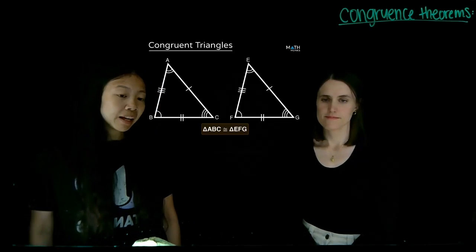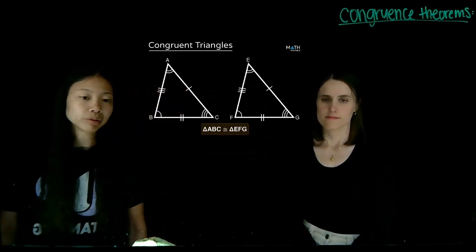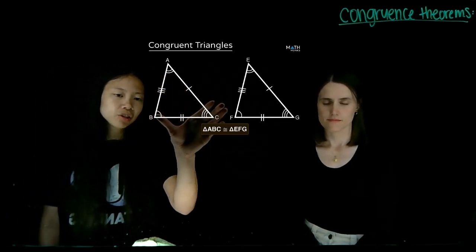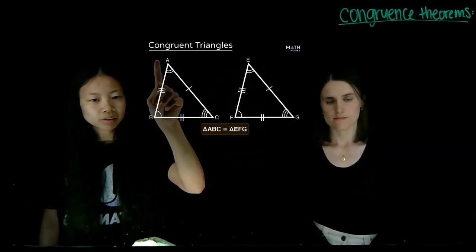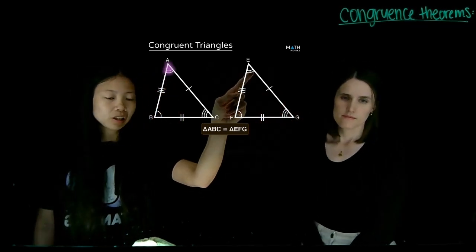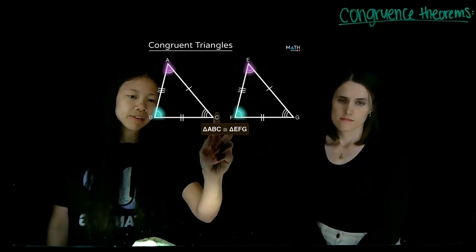Now that we've talked about angles and sides of a triangle, let's talk about congruent triangles. So if I introduce another triangle, remember congruent means that they are the exact same size and shape. The angles, as you can see, match up. Angle A is congruent to angle E, angle B with F, and angle C with G.